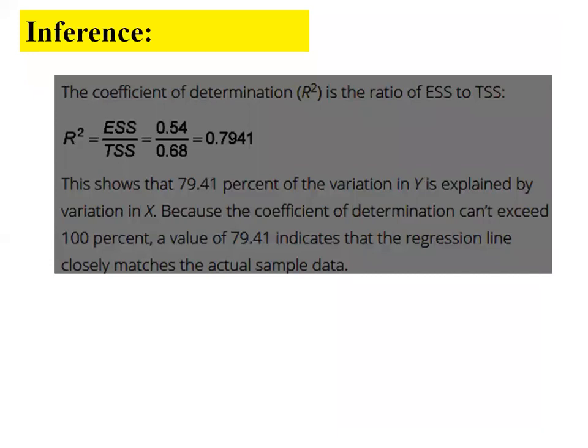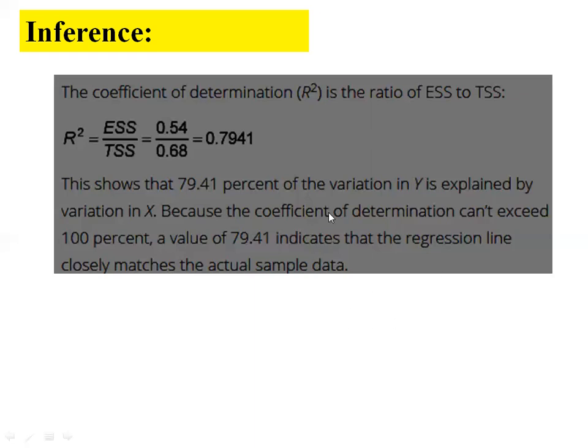Now, for the coefficient of determination, using ESS and TSS, you obtain ESS and TSS, and then the value comes to be 0.7941. What does it indicate? It means 79.41% of variation in Y is explained by variation in X. So how much percentage of variation in Y is explained by the regression model, or in other words, by X? If it is 0.7941 into 100, then 79.41% of variation in Y is explained by X.